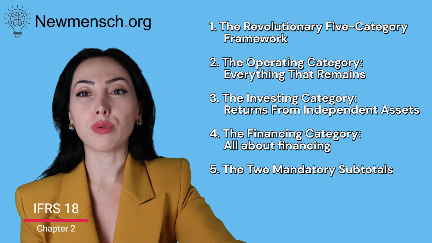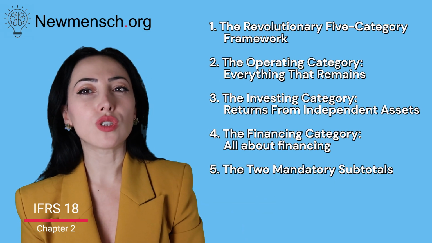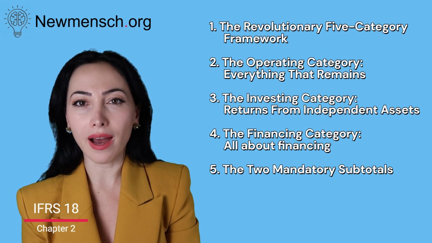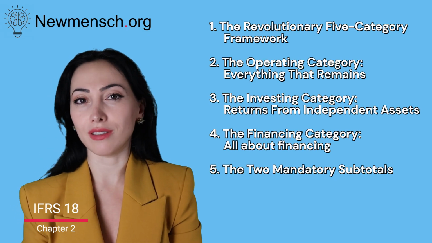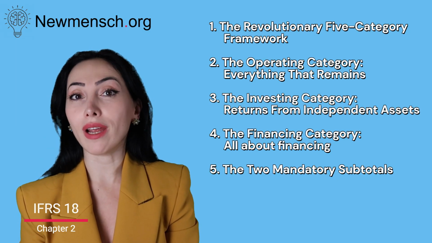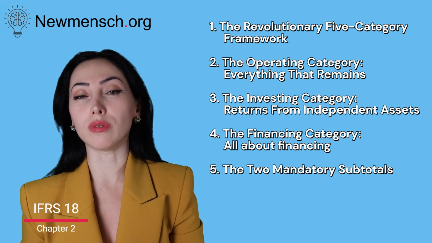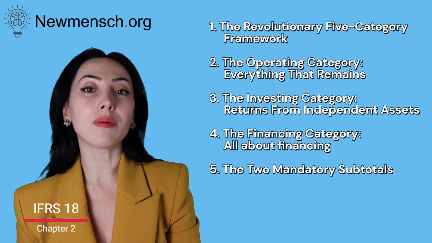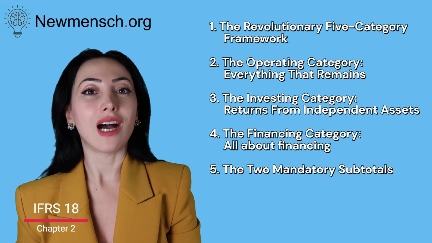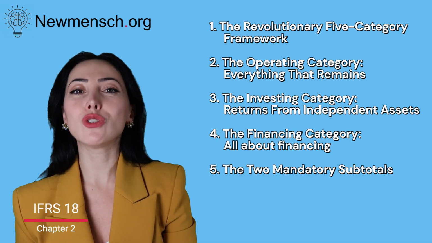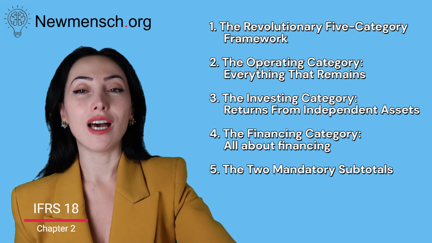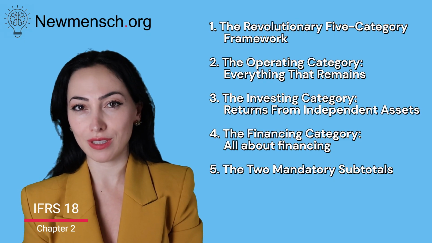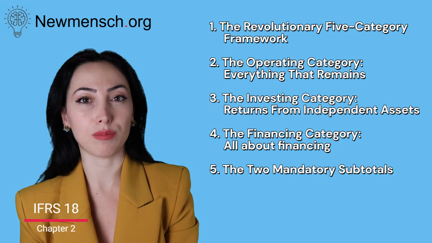As a third objective, we'll have a look at the investing category to see how this test applies individually and largely independently to decide what can be classified as an investing income or expense. Our fourth objective will be to have a look at the financing category and to see what income and expenses fall under here. Our last objective will be to have a look at 2 mandatory subtotals and to see how they shape the comparability of financial statements, in our case the income statement.